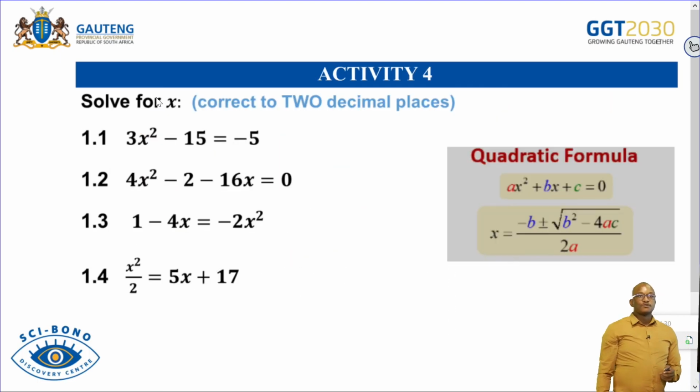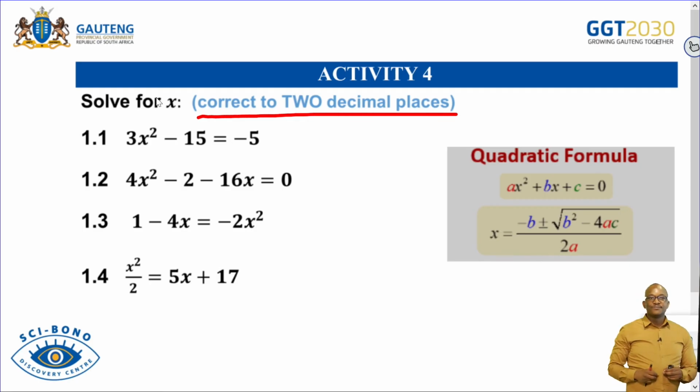Correct. So now we go to activity number 4, but with activity number 4, we have the quadratic equations that you can't factorize. So that's where now the real quadratic formula needs to work. You have to use the quadratic formula here because you can't factorize this type of equations. That's why the question says you must correct to 2 decimal place.